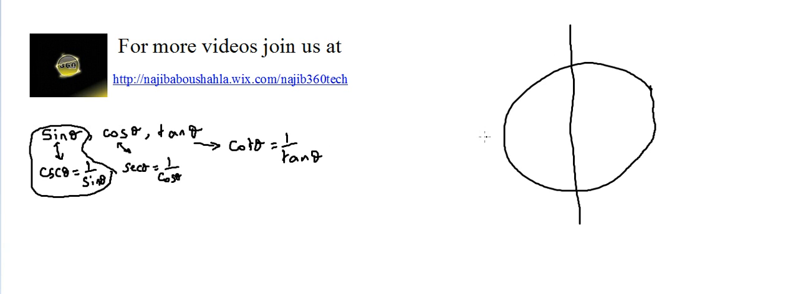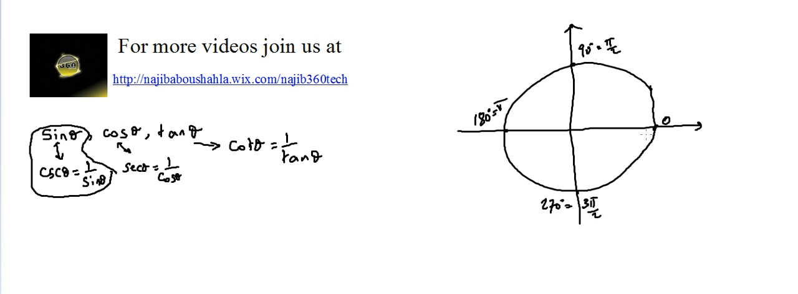Let me do this again. We can say this is the trigonometric circle. This is 0 degrees or radians, 90 degrees or pi over 2 radians, 180 degrees or pi radians, 270 degrees or 3 pi over 2 radians, and this is 2 pi, which is 360 degrees, the same as 0.